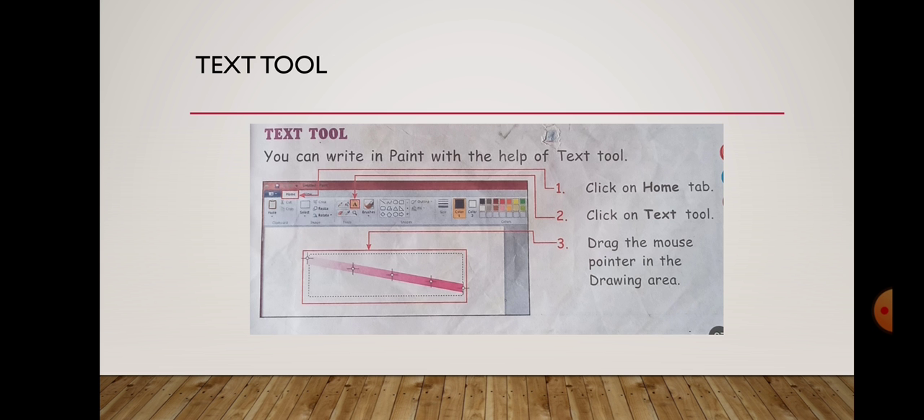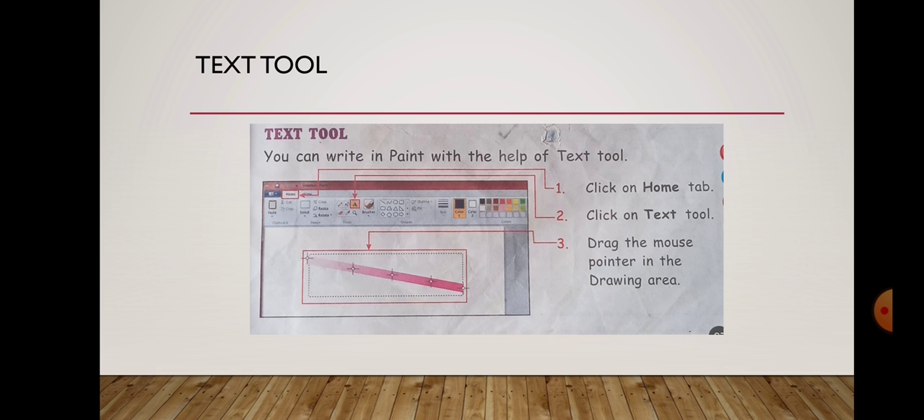Next here is the text tool. Suppose you are making a drawing. You have made a drawing of a tree. Now you want to write "tree" just above the diagram. So what do you need? You need some alphabets for the same. That is provided with the help of the text tool.